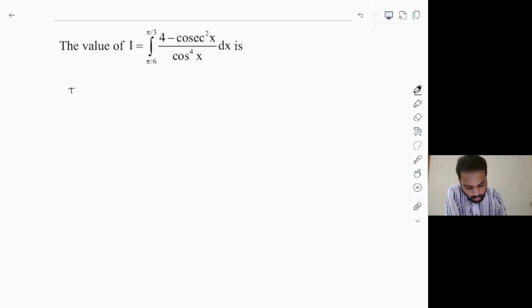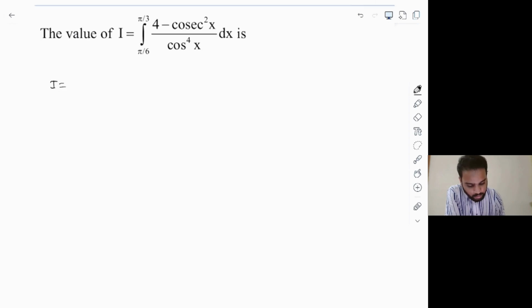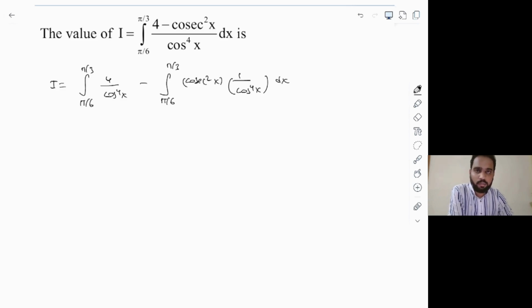What we are going to do is capital I is equals to, I'll write this as integral pi by 6 to pi by 3, 4 divided by cos to the power of 4x minus integral pi by 6 to pi by 3. I can write this as cosecant square x multiplied by 1 divided by cos to the power of 4x dx. By taking it as a single term, it gets very difficult to solve the integration. That is why the obvious idea is to split it.